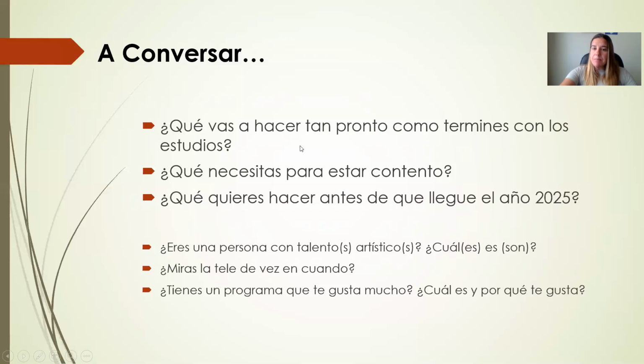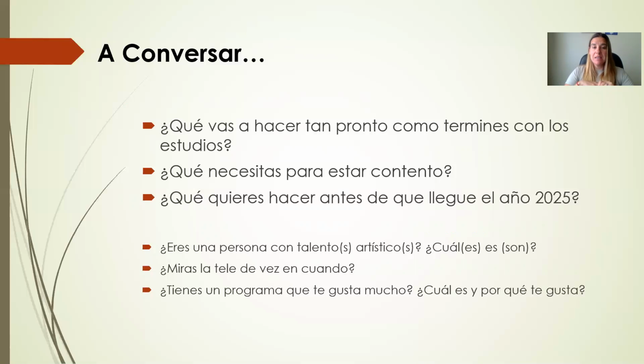¿Qué vas a hacer tan pronto como termines con los estudios? So, tan pronto como, as soon as, again, that's going to be followed by the subjunctive. So you could answer this one like this. Tan pronto como termine con mis estudios, yo voy a, and then fill in the blank. Just tell me what you plan to do.